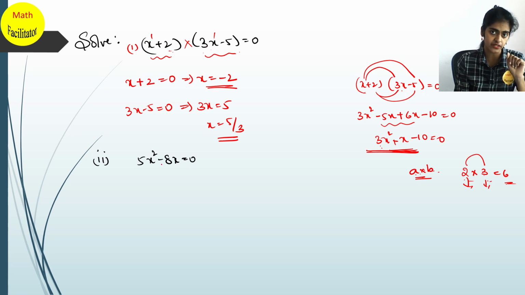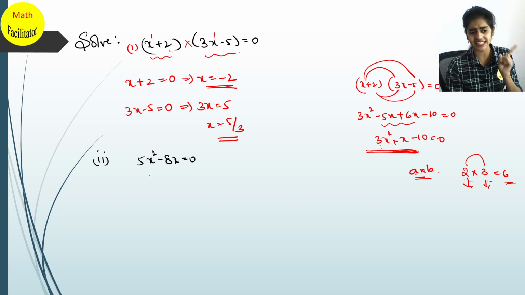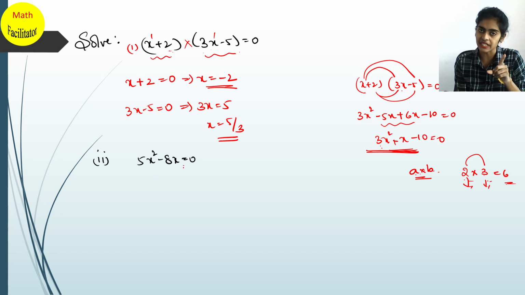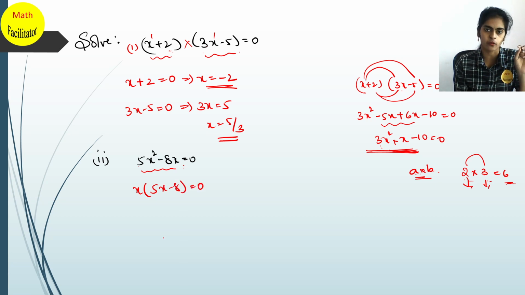This is also a quadratic equation. But here you can see there is directly no constant term. It is in the form ax² + bx, there is no c, but that is fine, the degree is 2, so it is a quadratic equation. Now from these two terms I can see x is common, so just take x common. So here you have x(5x - 8) equals 0.